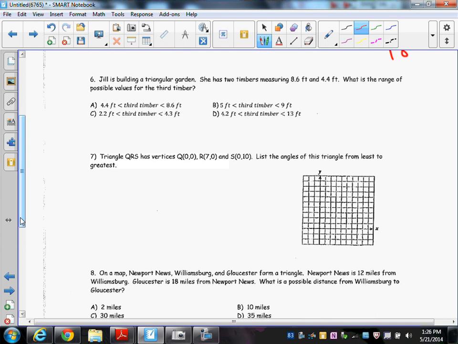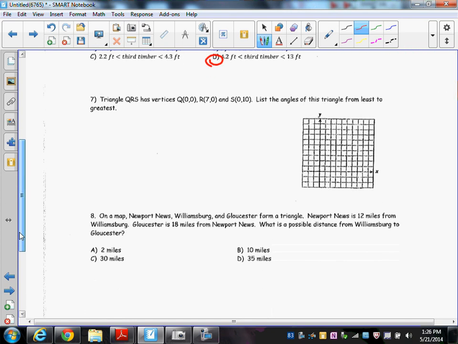Number 6 says Jill is building a triangular garden. She has 2 timbers measuring 8.6 feet and 4.4 feet. What is the range of possible values for the third timber? So again, to find the range of a third side, we subtract, and then we add them. Whenever we do that, we get 4.2 and 13, which is D. So that's how we find the range of the third side.